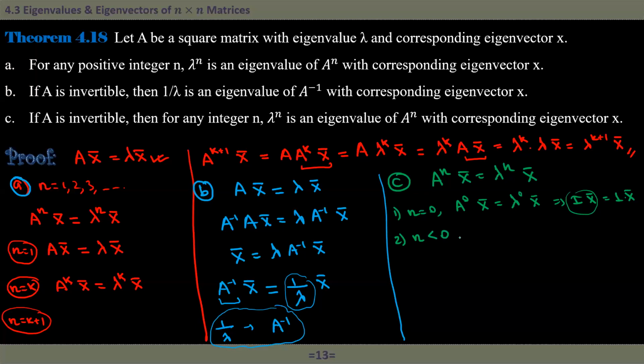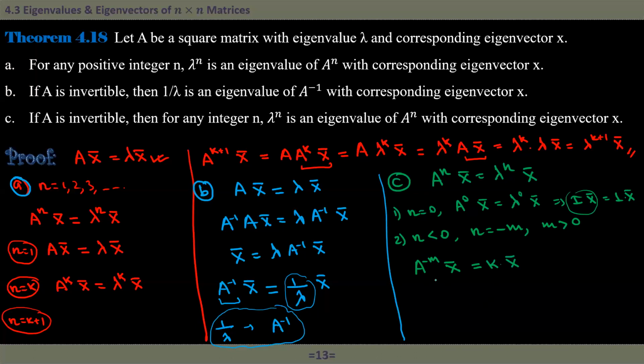If n is negative, I can just write n as minus m, where m is positive. So here, instead of n, I will write negative m. So here we have A to the power of minus m times vector x. Now, I don't know what the eigenvalue of A to the power of minus m is. Let's say that it is k. Now we are going to find this k. And here we have vector x.